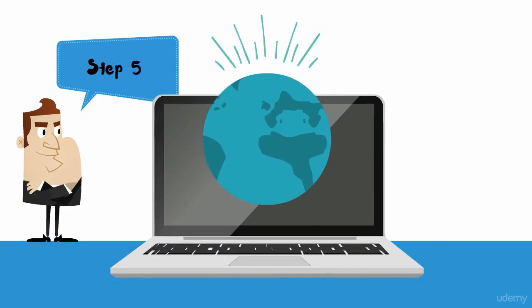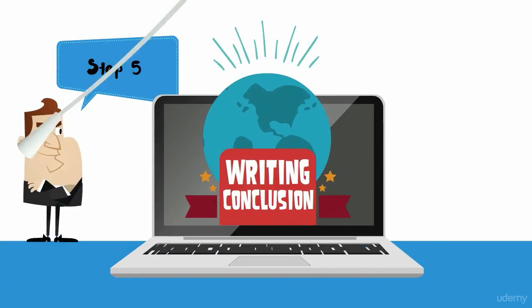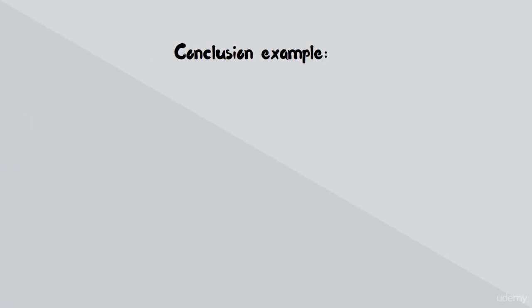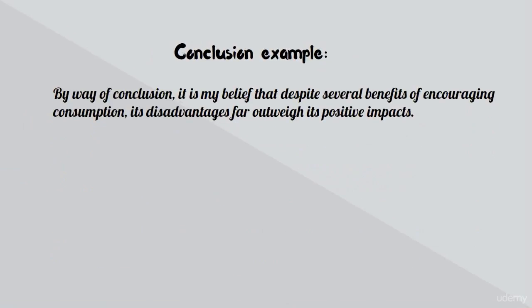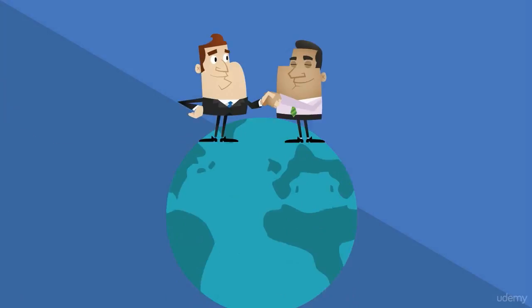Step 5 is to write the conclusion. We can conclude our essay shortly by saying, by way of conclusion, it is my belief that despite several benefits of encouraging consumption, its disadvantages far outweighed its positive impacts. And then you've got your essay.